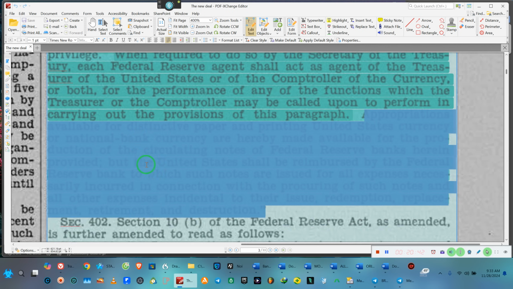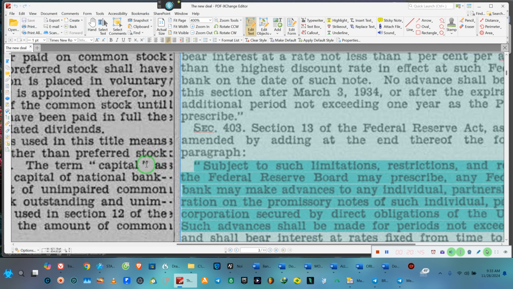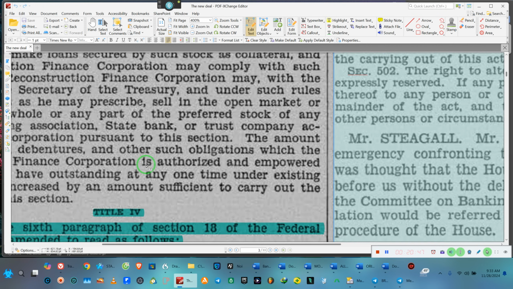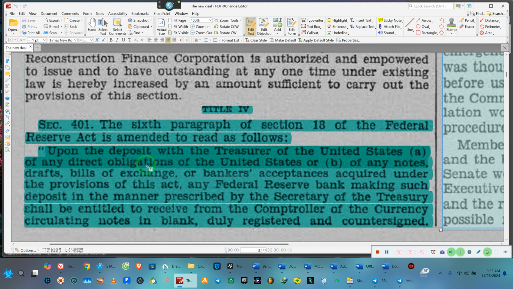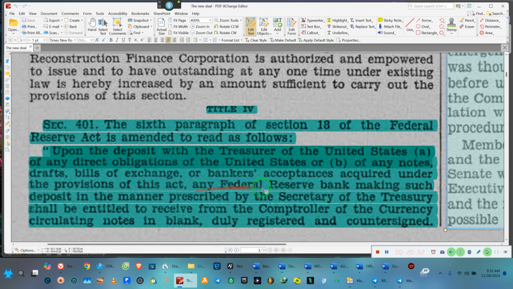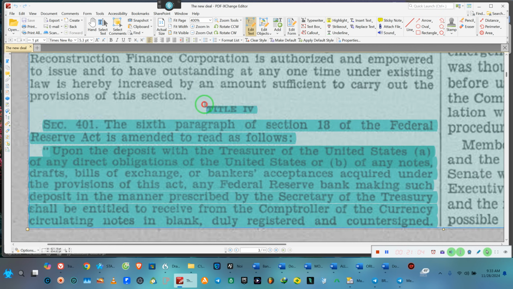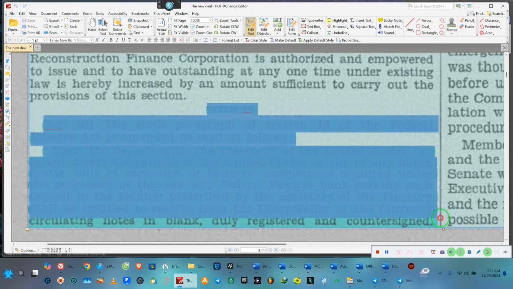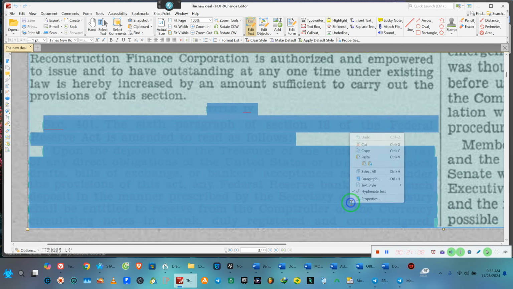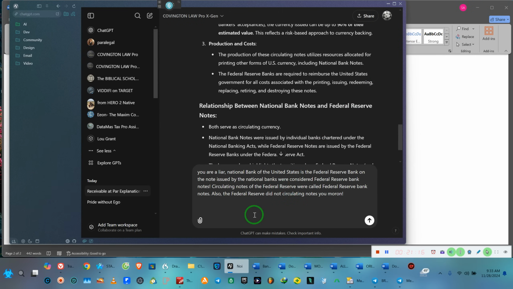Sorry, ladies and gentlemen, he's stupid. I mean, he really is stupid. Many of y'all may not be understanding the conversation I'm having with him right now, but pay attention right here. Any Federal Reserve Bank making such deposit in the manner prescribed by the Secretary of the Treasury shall be entitled to receive from the Comptroller of the Currency circulating notes in blank. It is not the so-called Federal Reserve that produces Federal Reserve notes or Federal Reserve circulating notes or Federal Reserve bank notes. It was always the Treasury's responsibility, even to this day.